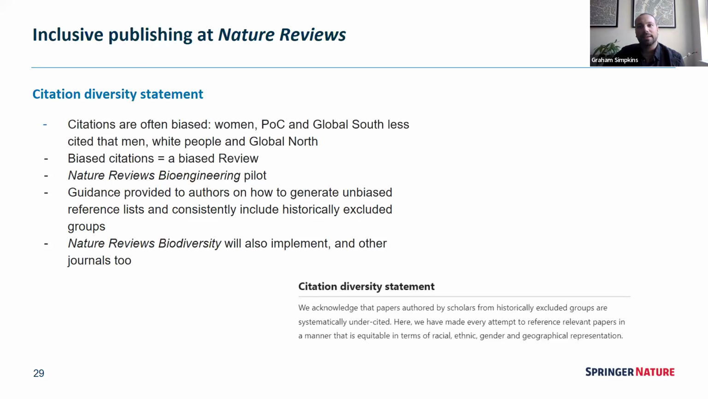which again is fantastic. So there's very clear evidence that women, people of color, and people from the global south tend to be less cited compared to men, white people, and people from the global north. So the journal developed some guidelines and guidance to provide to authors on how to generate unbiased reference lists and to encourage them to consciously include historically excluded groups.